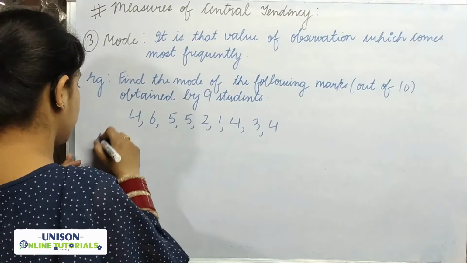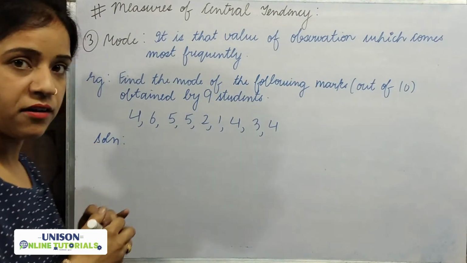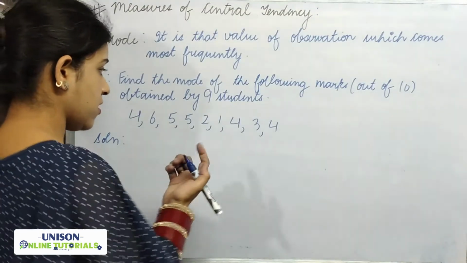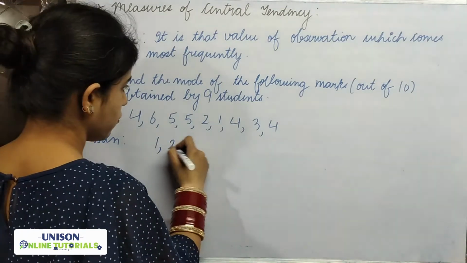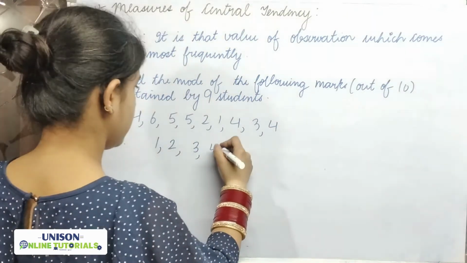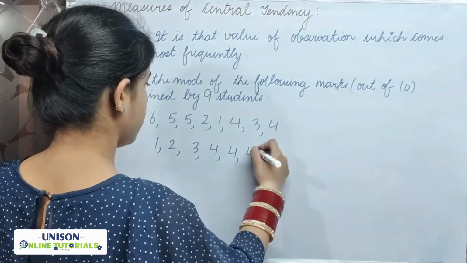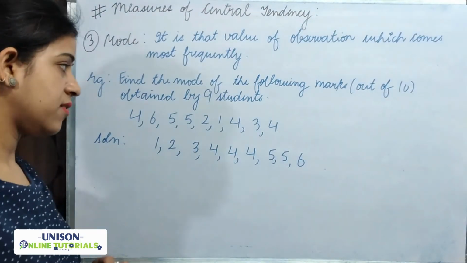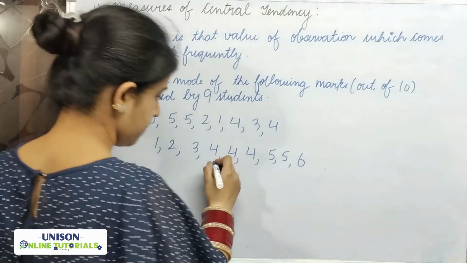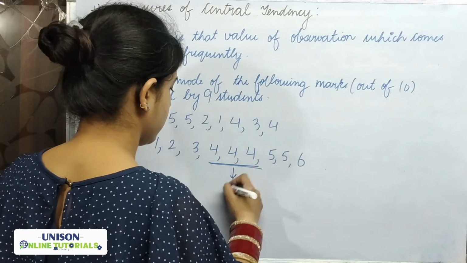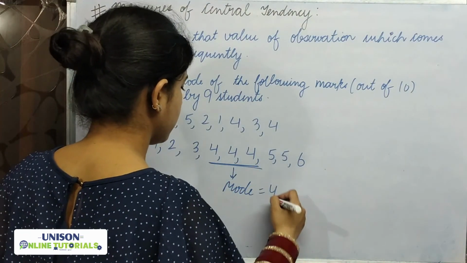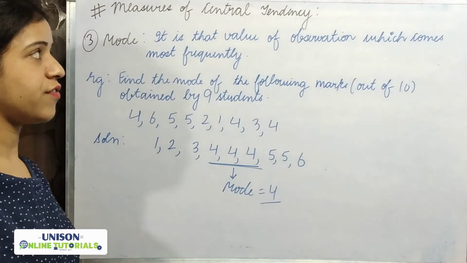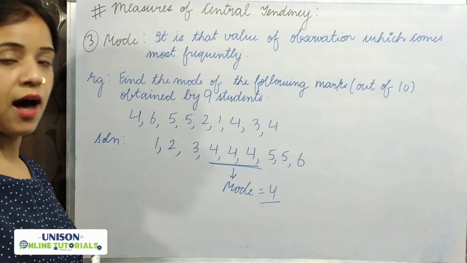Now in this case also, same as median, first we have to arrange this data in ascending or descending order. Arranging this data in ascending order: 1, 2, 3, 4, 5 and 6. So which number comes most frequently? That is 4. So 4 comes most frequently. So the mode in this case is 4. So we have three measures of central tendency: mean, median and mode.